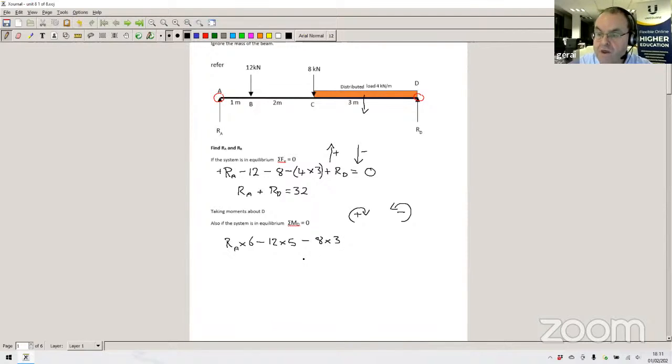Likewise with the next force, which is 8 kilonewtons, and that acts at a distance of 3 meters from D. Now we come to probably the more awkward part, is that we've got to consider the distributed load. Again, it's acting downwards, so it's going to be negative. Now the load is going to be 4 times 3, that's the force acting downwards. But where it acts is halfway along the distributed load. So it acts at a distance here.